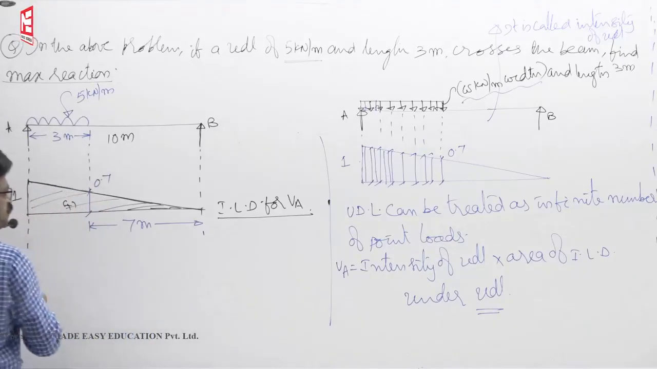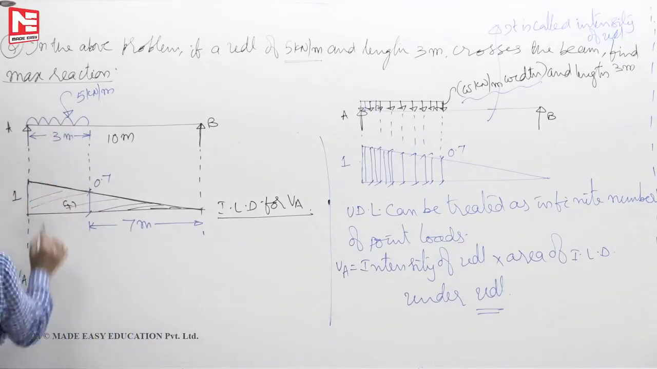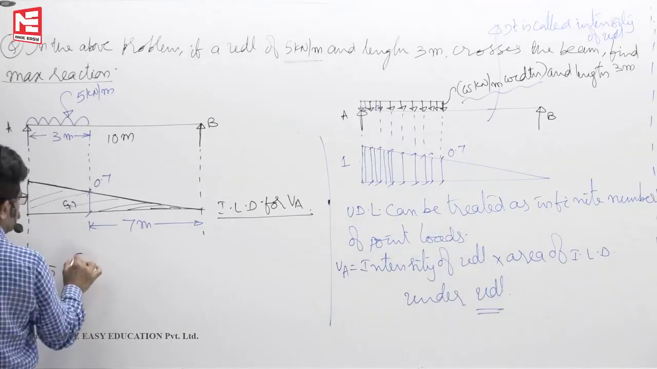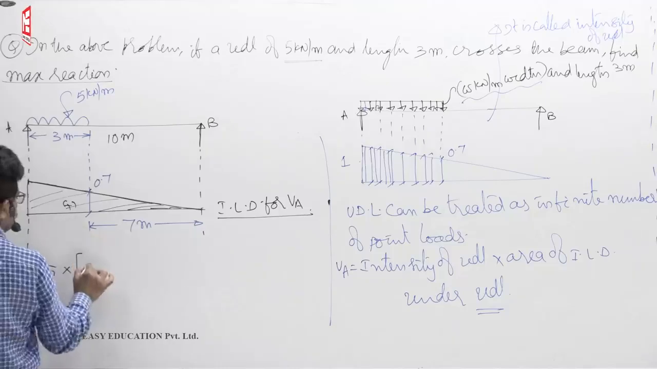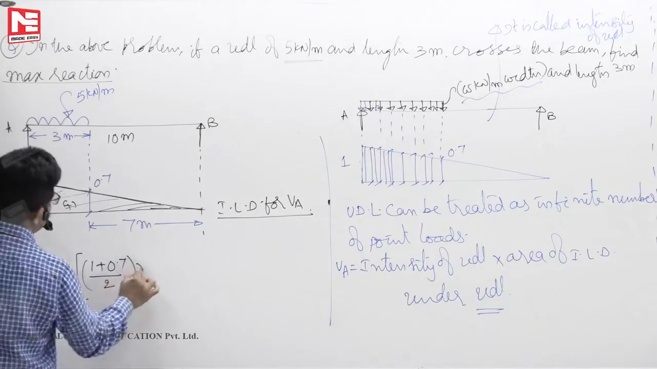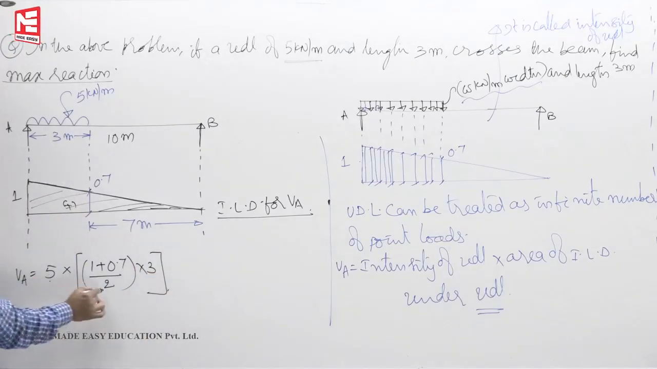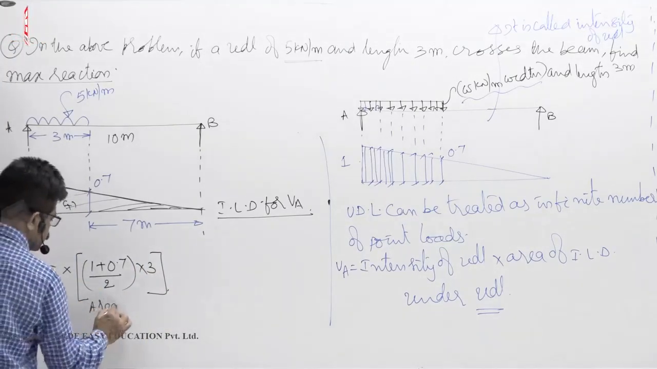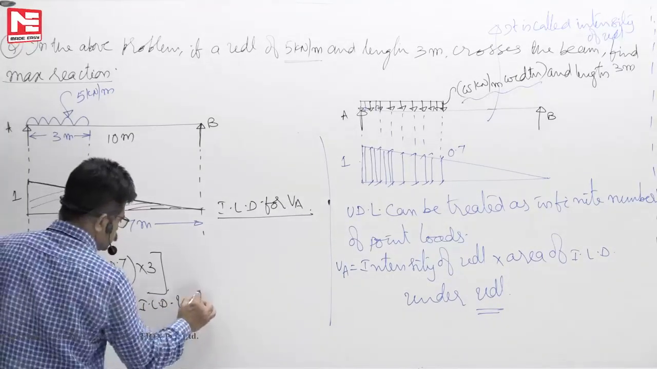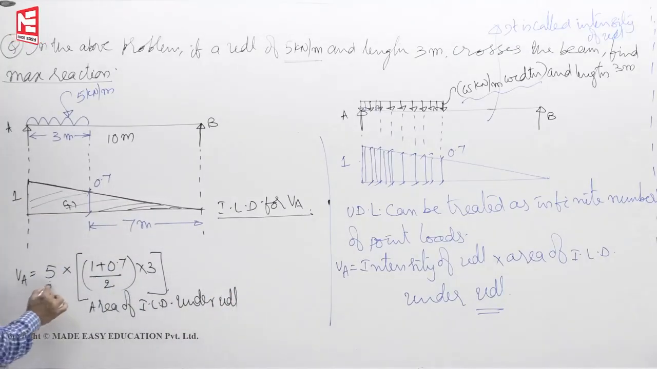So now VA is nothing but the intensity of load, 5 kilonewtons per meter, into the area of the influence line diagram. Area of the trapezium is (1 plus A plus B) by 2 into H. Intensity of UDL, area of ILD. This is the area of ILD under UDL. This is the intensity.